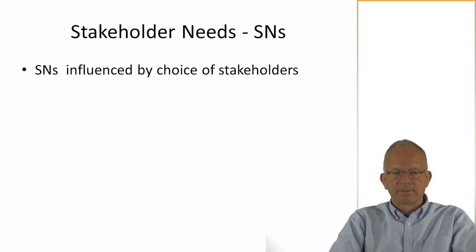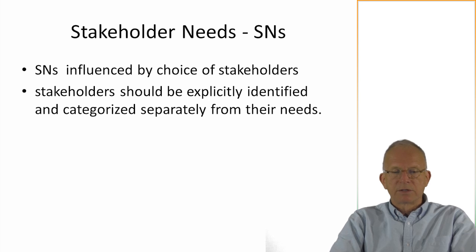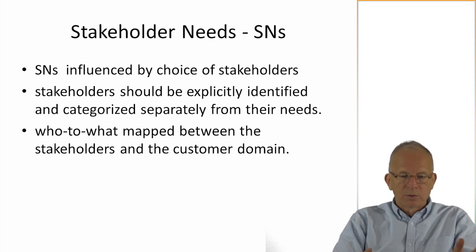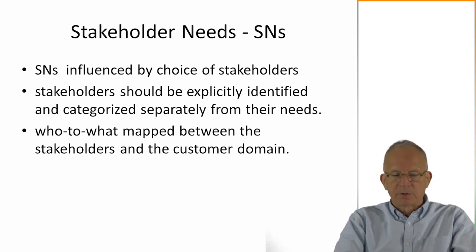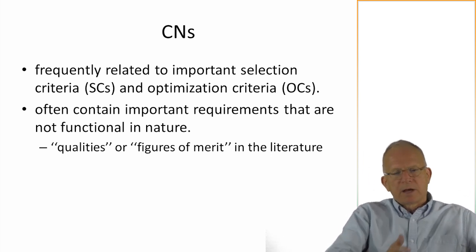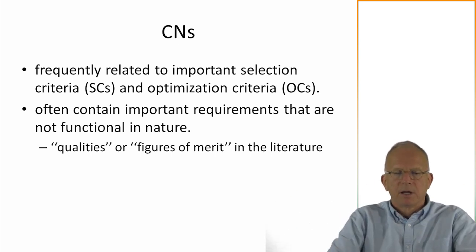Stakeholder needs. So what we get for stakeholder needs logically is going to be influenced by our choice of the stakeholders. Stakeholders should be explicitly identified and categorized separately from their needs, and then a who to what map between the stakeholders and the customer domain. So we're backing up. So we've got now this sort of stakeholder domain and the customer domain and the functional domain. All right.